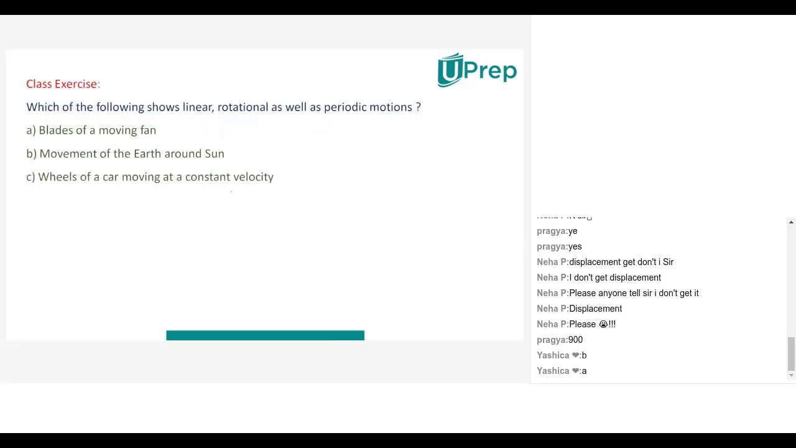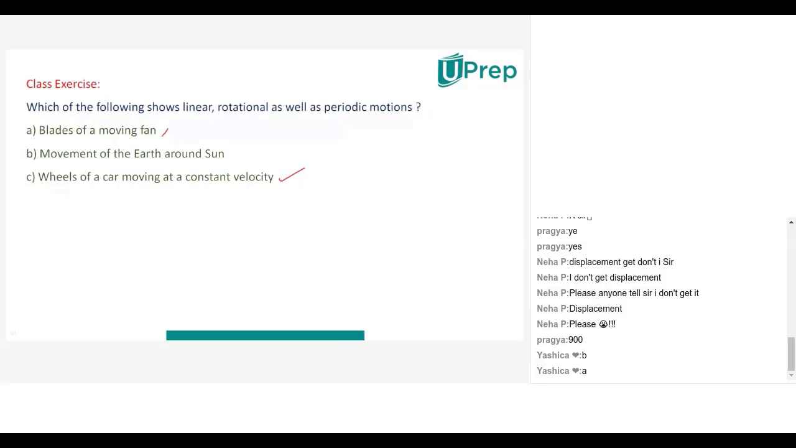Neha, tell me your answer. Sir, can you repeat the question? Right. Which of the following shows linear, rotational, as well as periodic motion? It must be linear, it must be rotational, as well as periodic. Sir, C part. Wheels of the car moving at a constant velocity. Yes, sir. Is it linear as well as rotatory and periodic, isn't it? Yes, sir. Right, so this is the right answer.